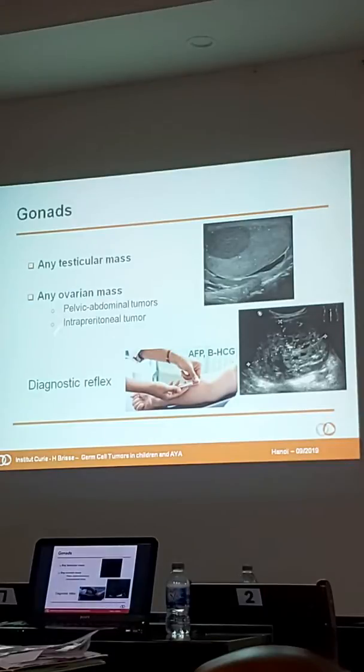So the reflex should always be the same, and first do serum level dosages.